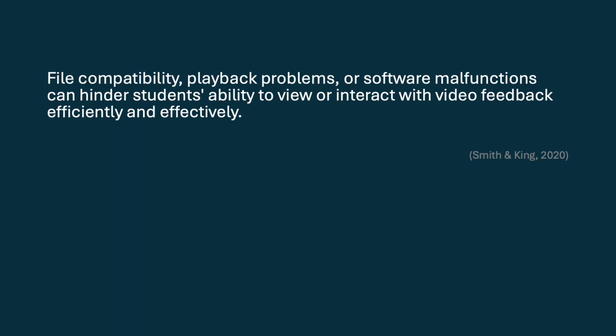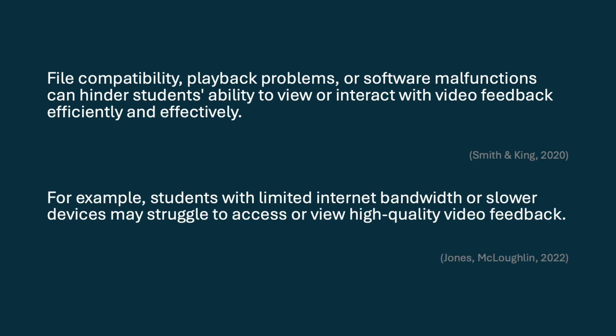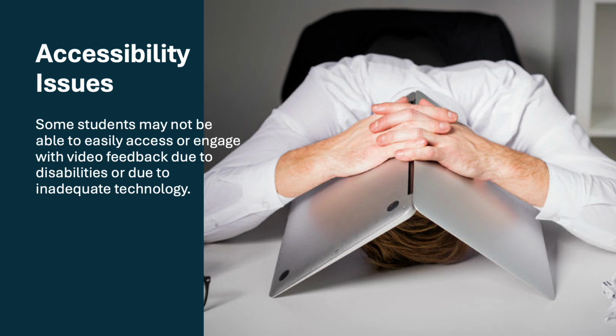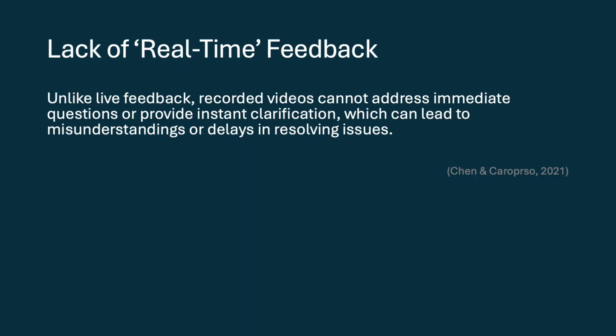File compatibility, playback problems or software malfunctions can hinder students' ability to view or interact with video feedback efficiently and effectively. For example, students with limited internet bandwidth or slower devices may struggle to access or view high-quality video feedback. Accessibility issues. Some students may not be able to access or engage with video feedback due to disabilities or due to inadequate technology. Lack of real-time feedback.